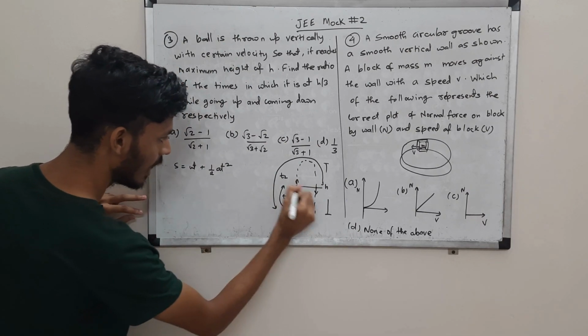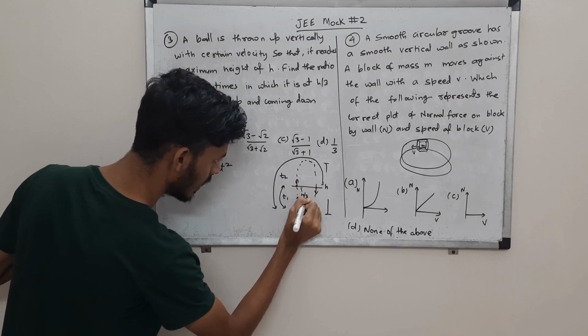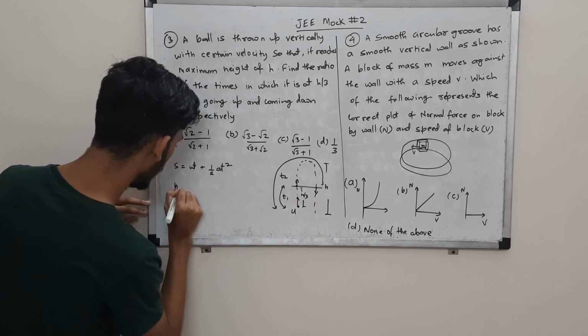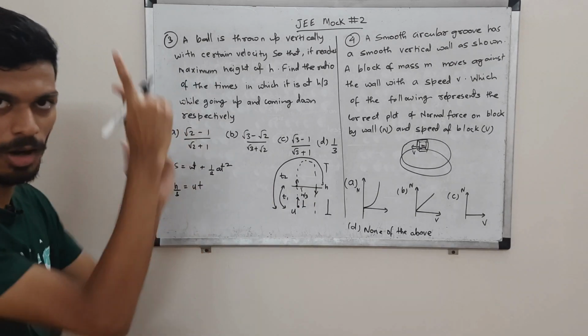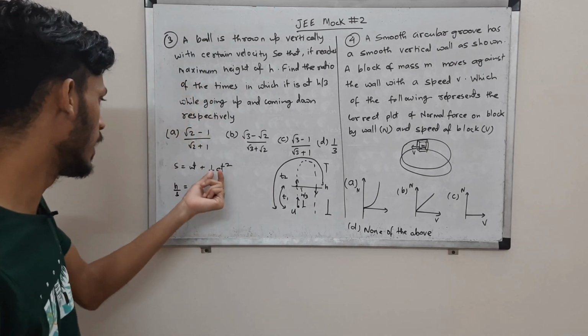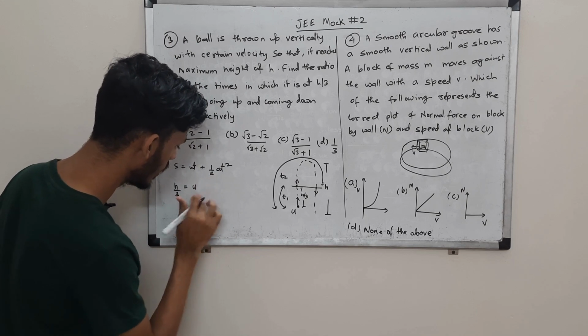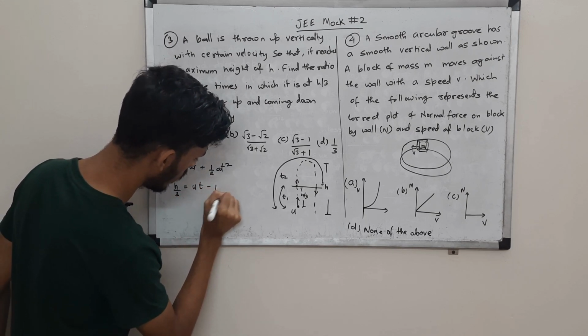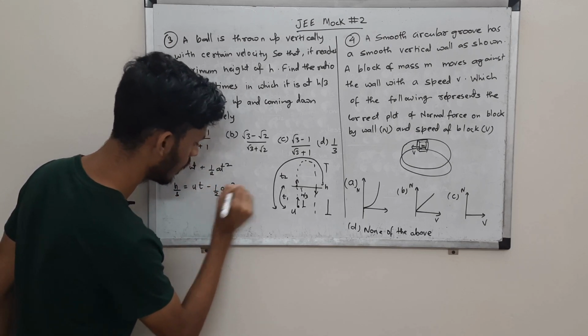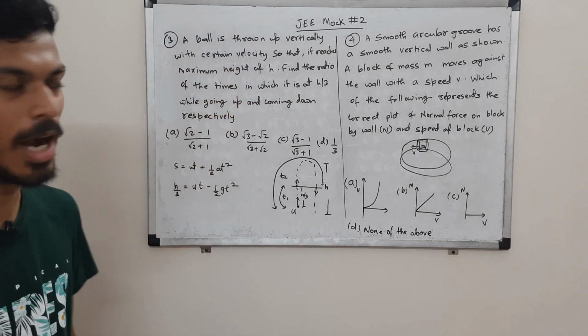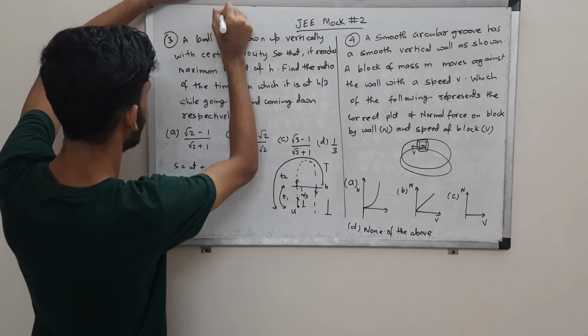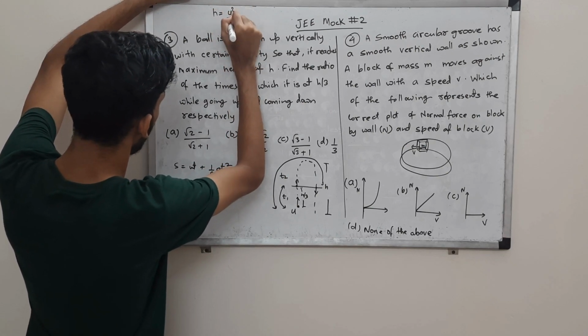So s is h by 3. This distance is h by 3, as we know. We'll take the upward direction to be positive. Initial velocity u in the upward direction. a is minus g, so minus half g t square. Now we know that h is the maximum height. How is the maximum height given? Maximum height is given as u square by 2g.